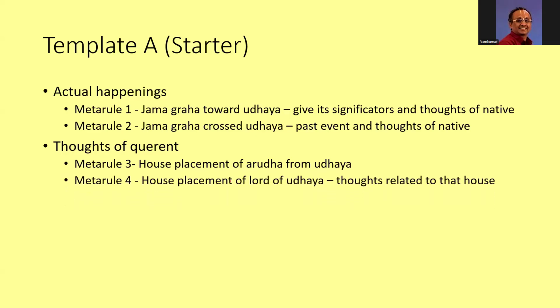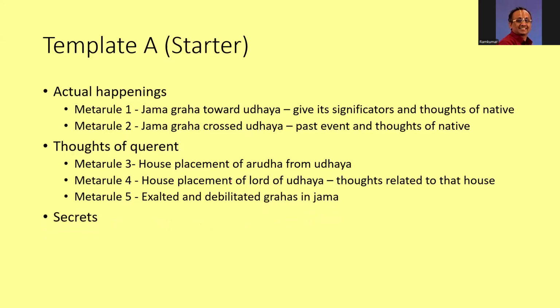Next will be house placement of Lord of Udaya. So thoughts related to that house would be the question which is running in the mind of the Purchaka. Purchaka is the one who is asking the Prashna, the question. The querient is called Purchaka. Then you have exalted and debilitated grahas. That will definitely have a say in the chart.